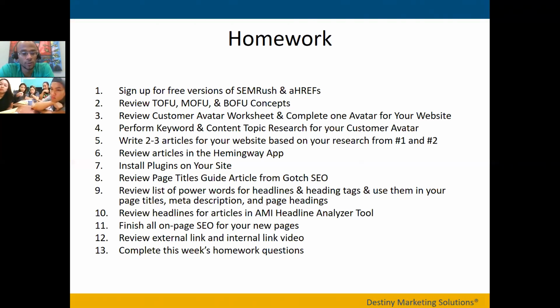So that's pretty much 2 through 4. Number 4, perform keyword research about your customer avatar. So whatever your website is about that you guys are working on, figure out who your customer avatar is and then do some keyword research based on what we went over today. Number 5, write a few articles for your website. Again, good SEO starts with good content, and the way you start creating good content is just start publishing articles. And number 6, review your articles in the Hemingway app. I'll provide a link to that in the resources folder.